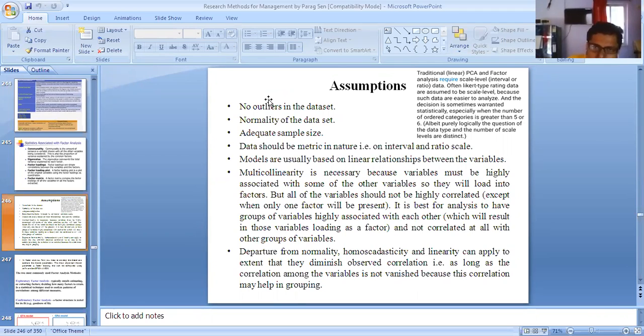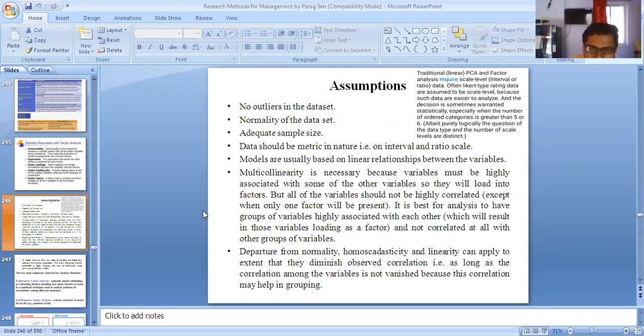And data should be metric in nature. It means on interval and ratio scale. Usually it is performed based on a Likert scale. Models are usually based on linear relationship between the variables. Multicollinearity is necessary because variables must be highly associated with some of the variables, so they will load into the factors, but all of the variables should not be highly correlated, except when only one factor is present. It is best for analysis to have groups of variables highly associated with each other and not correlated at all with other groups of variables.